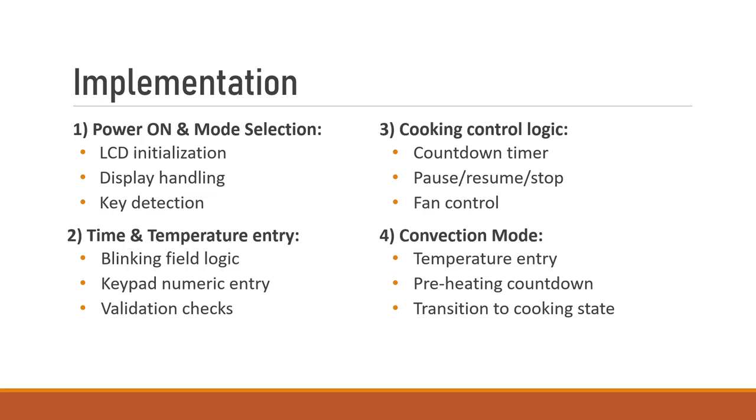Fourth, the convection mode. In convection mode, the system first performs a preheating operation based on the selected temperature. After preheating is completed, the system automatically transitions to the cooking phase. This behavior closely simulates the operation of a real microwave oven.